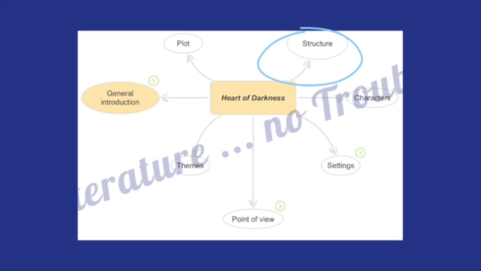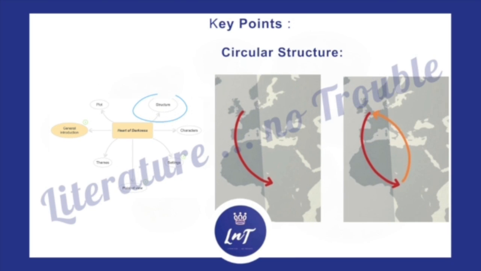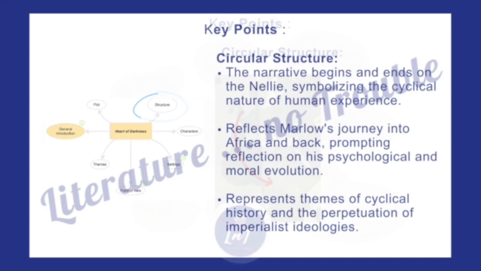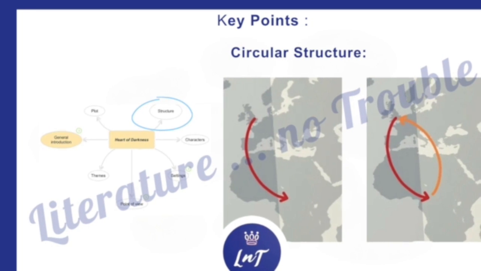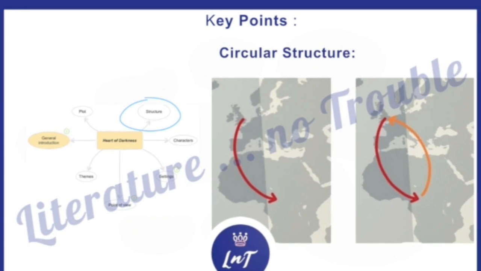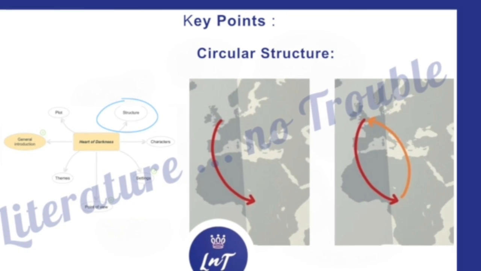Let's get to the sophisticated structure of this novella, focusing on its circular structure first. Conrad employs a circular structure. The story begins and ends with an unknown narrator and a group of friends aboard the Nelly in London. This cyclical approach mirrors Marlow's journey into and out of Africa. As the story circles back to its starting point, readers are left to ponder Marlow's psychological and moral challenges.